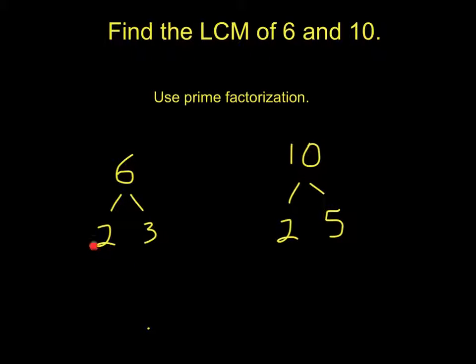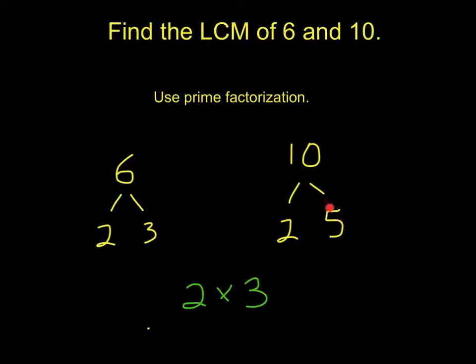So let me explain what I mean. There's a 2 here, and it appears once in this. There's a 2 in this factorization, and it appears once. So the most times that 2 shows up is once. So I'm going to put one 2 there. Now, 3 shows up once in this factorization and no times in this. So the most times 3 shows up is once. So we're going to times also by 3.